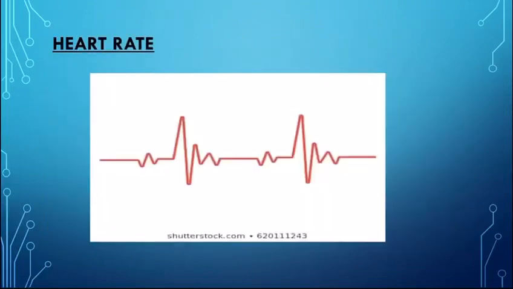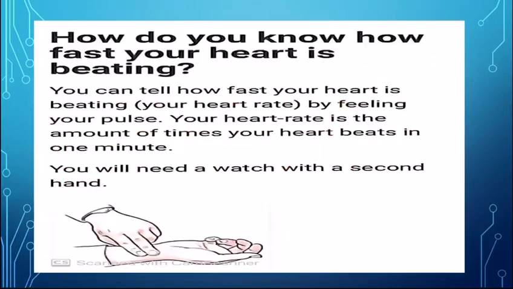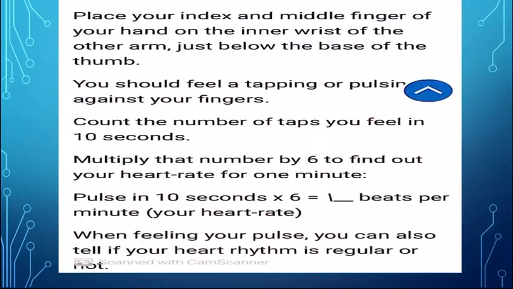As you all know, heart rate is represented like this. How can you measure your heart rate? Simply by feeling your pulse. Just place your index or middle finger of your right hand on the inner wrist of the left arm and feel the tapping movement. Count the number of taps for 10 seconds and multiply that number by 6 to find out the heart rate per minute, as there are 60 seconds in 1 minute.